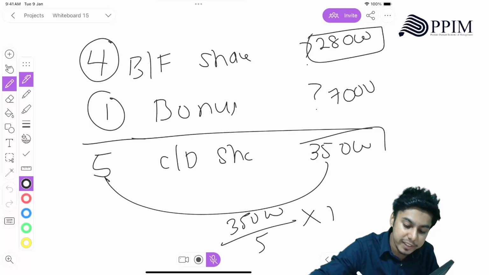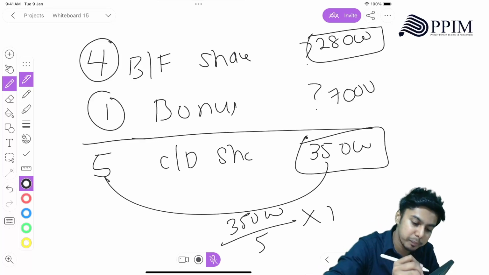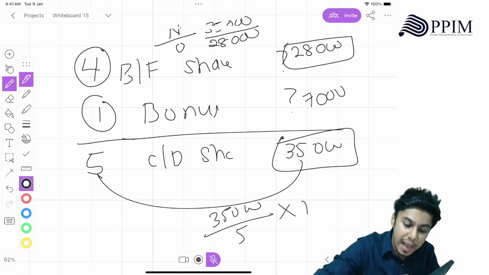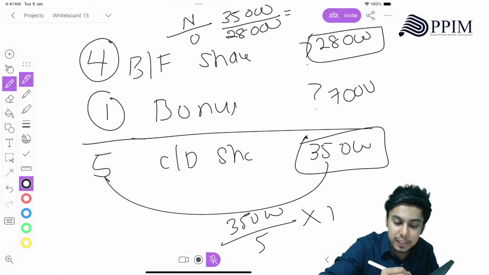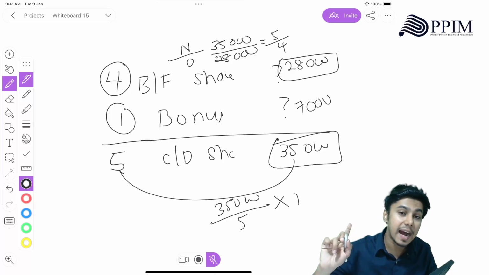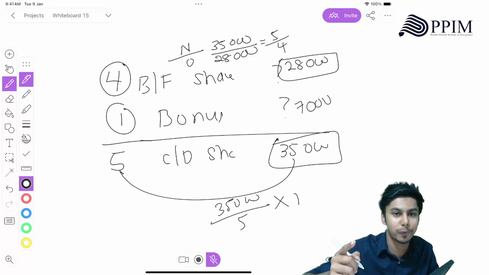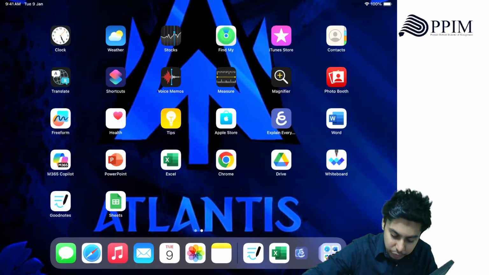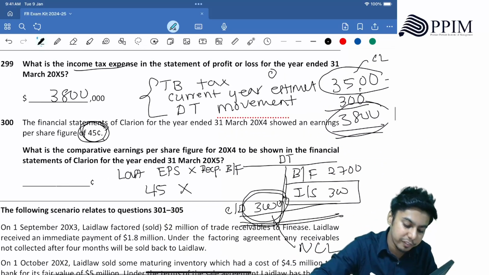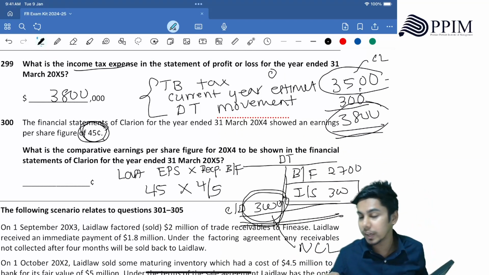Right, now listen. What is bonus fraction? Bonus fraction means new shares divided by old shares. New shares are 35,000. Old shares are 28,000. So as a simple fraction, this will be how much, guys? As a simple fraction, this will be 5 over 4. But remember, they are asking not the bonus fraction, they want the reciprocal. Reciprocal means we are now going to show this as 4 over 5. This is how we get the bonus fraction answer.